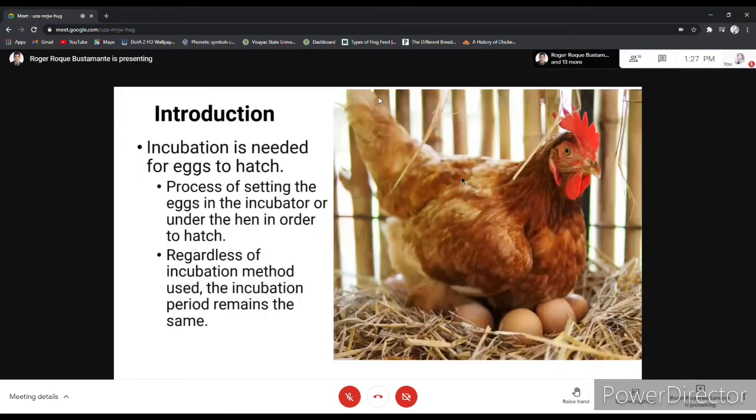So in order for you to check if your eggs in the incubator are fertile in the earlier period, we have to do candling. Later on we will discuss this candling. So remember that the period of incubation is the same regardless of the method used.